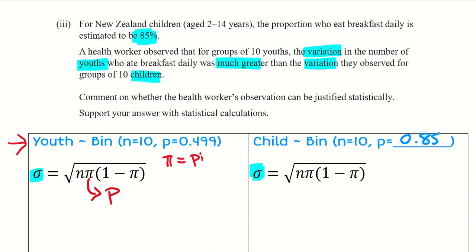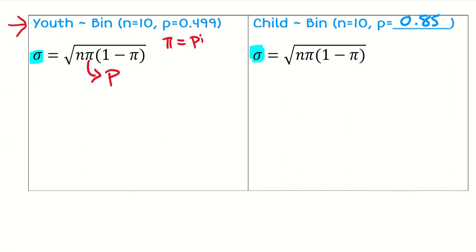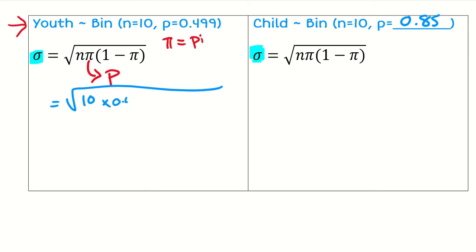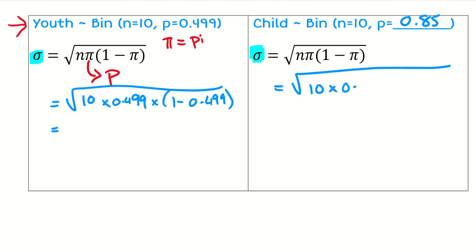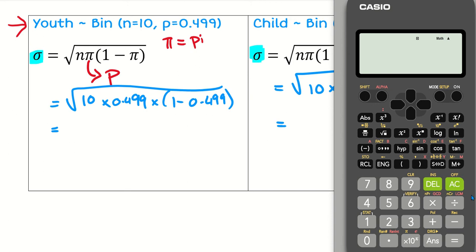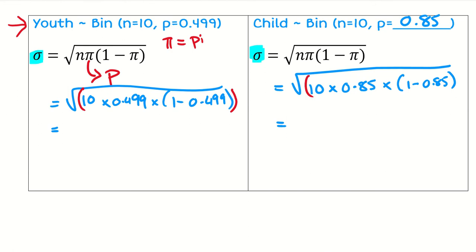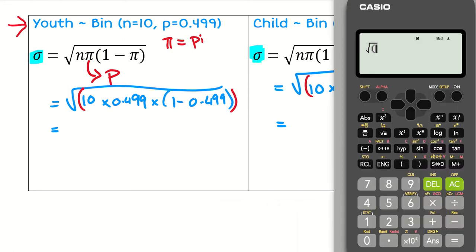Right, so we need to calculate both of these standard deviations now for the youth and the child. So I'm going to say the square root of 10 times the probability of 0.499 times 1 minus 0.499. And for the child, I'm going to do the square root of 10 times 0.85 times 1 minus 0.85. I'm going to calculate both of these and see which is larger. So I'm going to grab my calculator here, clear that. I'm going to put an extra set of brackets around everything underneath that square root, because I want to make sure it takes the square root of all of that.